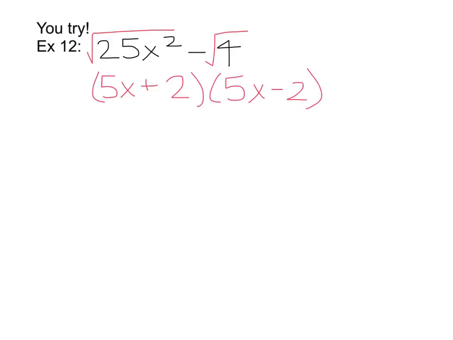Again, you can check all of your answers by FOILing to make sure it goes back to the original problem that you were given. I would highly recommend doing that if you're given a quiz or a test because you want to check your work before you turn it in.